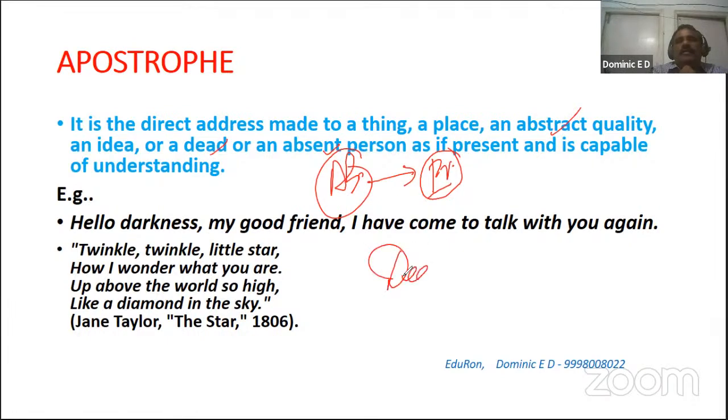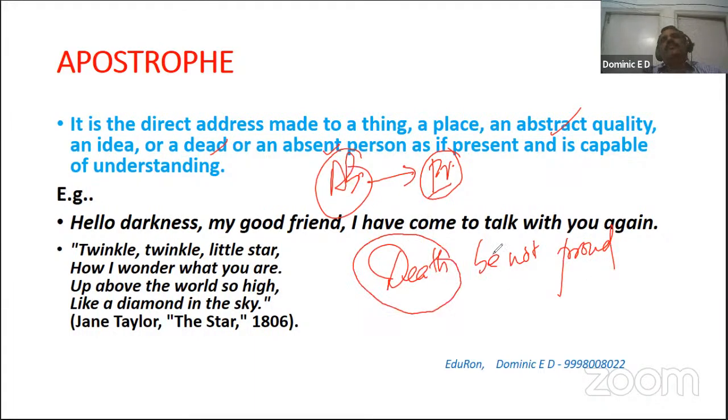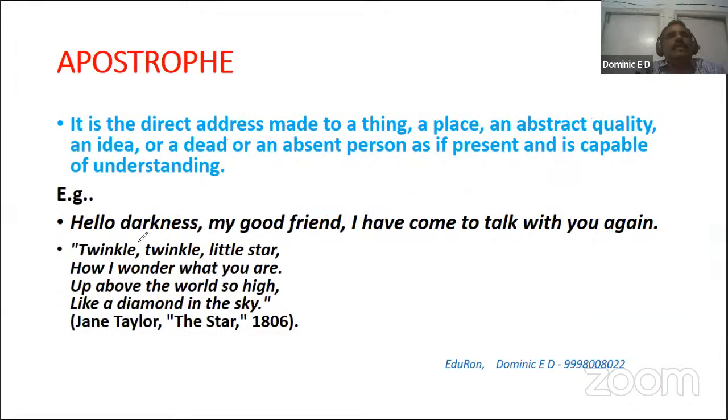For example, death. Be not proud. So death is given an abstract quality of being able to listen to you, and so you are telling death, be not proud. It's taken from one of the poems. Look at the other examples. Hello, darkness, my good friend. I have come to talk with you again.